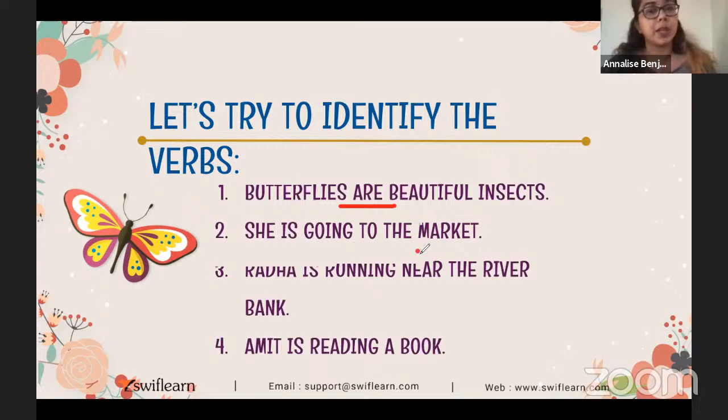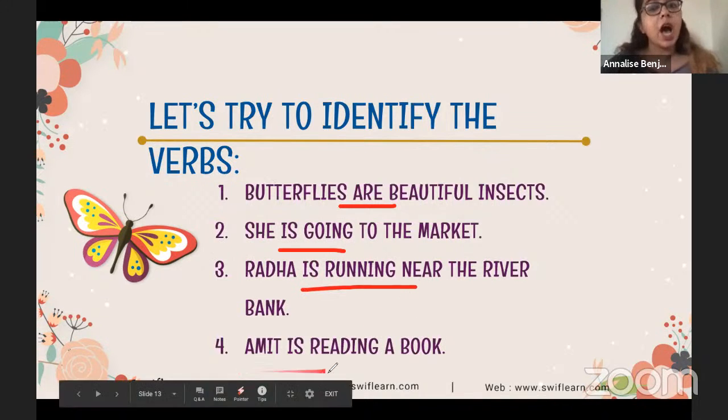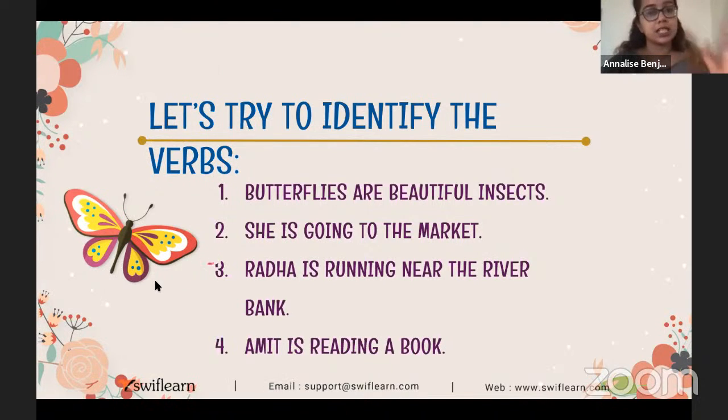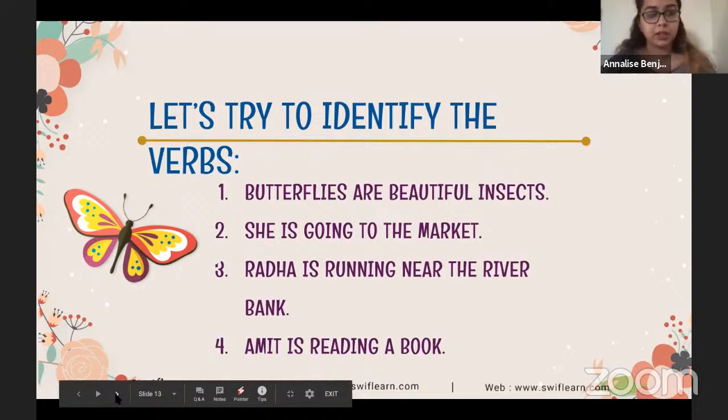She is going to the market. What is the action being performed? Is going. Radha is running near the river bank. Where is Radha running? What is the action? Running, right? So running will become your action word. Amit is reading a book. Reading becomes your verb. So I hope you've understood by now what is a subject and what is a verb.